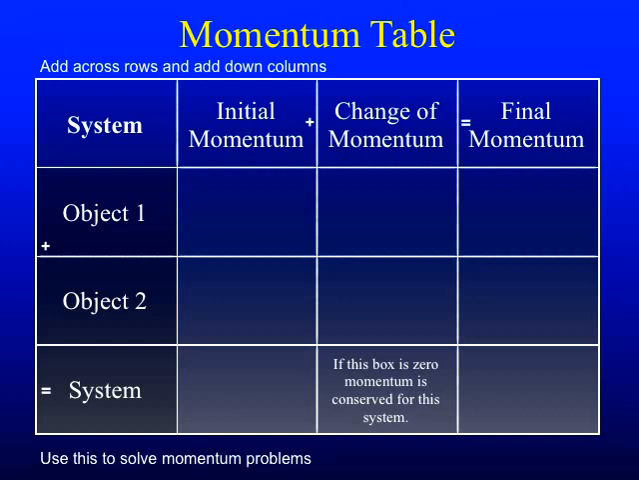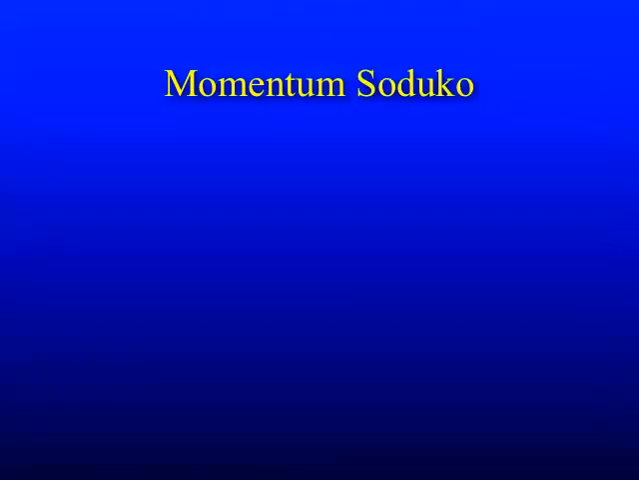We can keep track of the total momentum of the system before, initial, and the total momentum of the system afterwards, the final momentum of the system, which should be the same if momentum is conserved. This is our momentum table. It's keeping track of our momentum vectors before and after. Keeping track of these cells in this table is like playing momentum Sudoku.